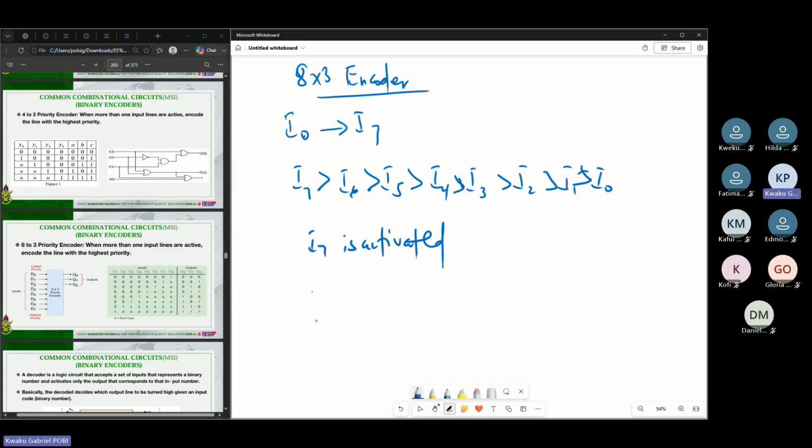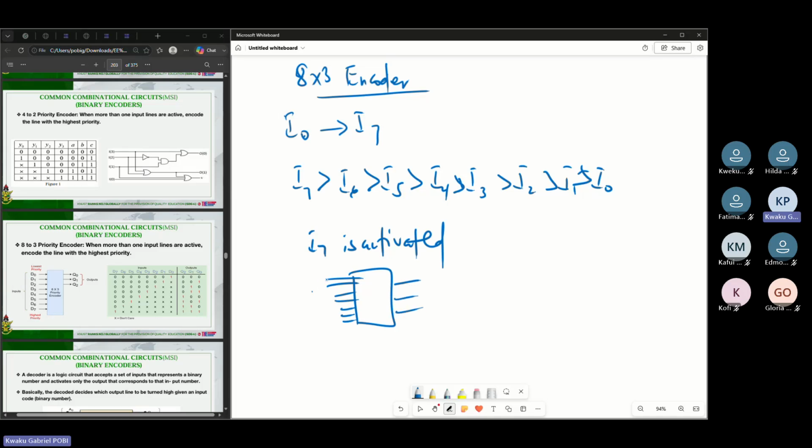Here, you have more than one input signal being activated. It's like you had 8 things here, and not only one was activated. Maybe these 3 were grounded like this, but the rest of them were all connected to VDD. So I7 was activated, it was 1. I6 was also 1. Let's say I5 was also 1, and the rest were all zeros. So here we still have to output just one of them at a time, although a lot are actually activated.